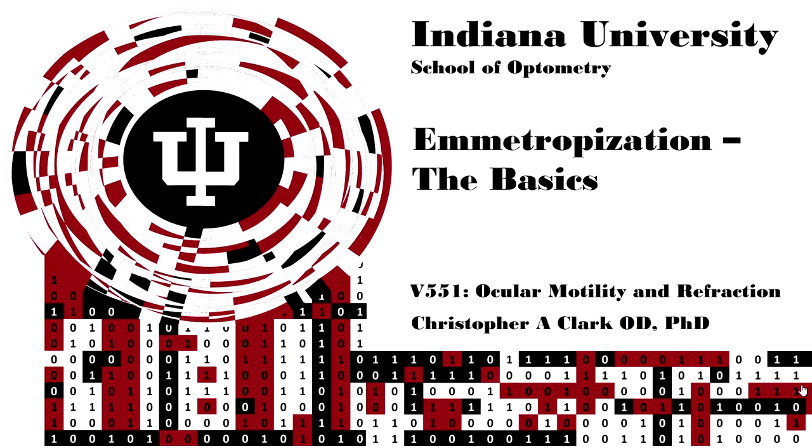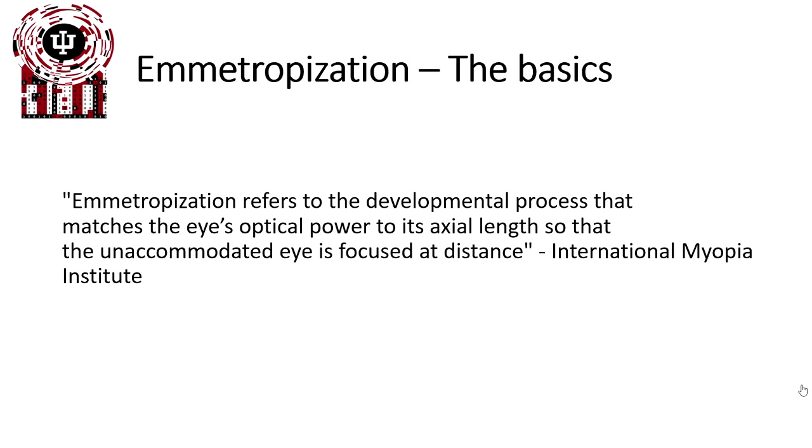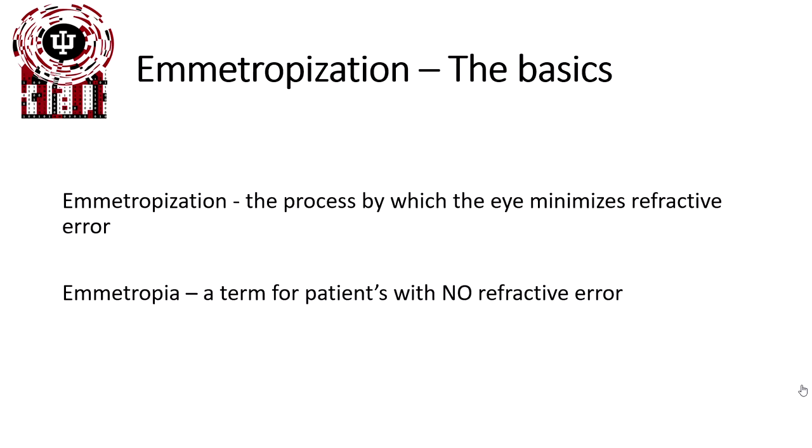This is the basics for emmetropization for V551, ocular motility and refraction. Emmetropization refers to the developmental process that matches the eye's optical power to its axial length so that the unaccommodated eye is focused at distance. Emmetropization is different than emmetropia. Emmetropization is the process by which the eye minimizes its refractive error. Emmetropia is a term that refers to the patients with no refractive error.